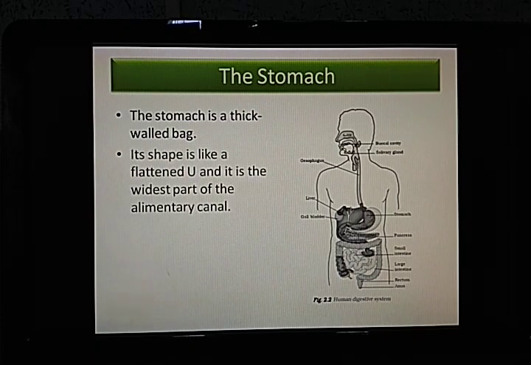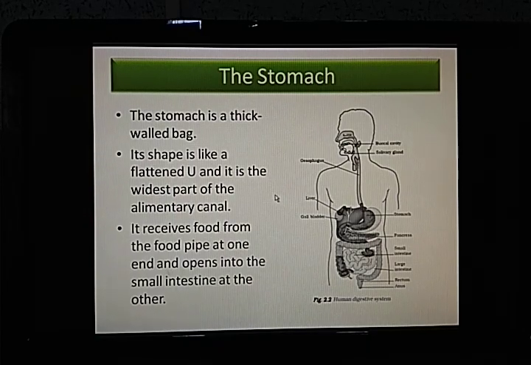Now the next point says that its shape is like a flattened U, and it is the widest part of the alimentary canal. It's like a U, not a proper U, but a flattened one. It's like a curve, you can say. And this part is the widest part. The width of this part is the highest or the largest in the alimentary canal. In the whole alimentary canal or the digestive tract, the stomach is the widest.